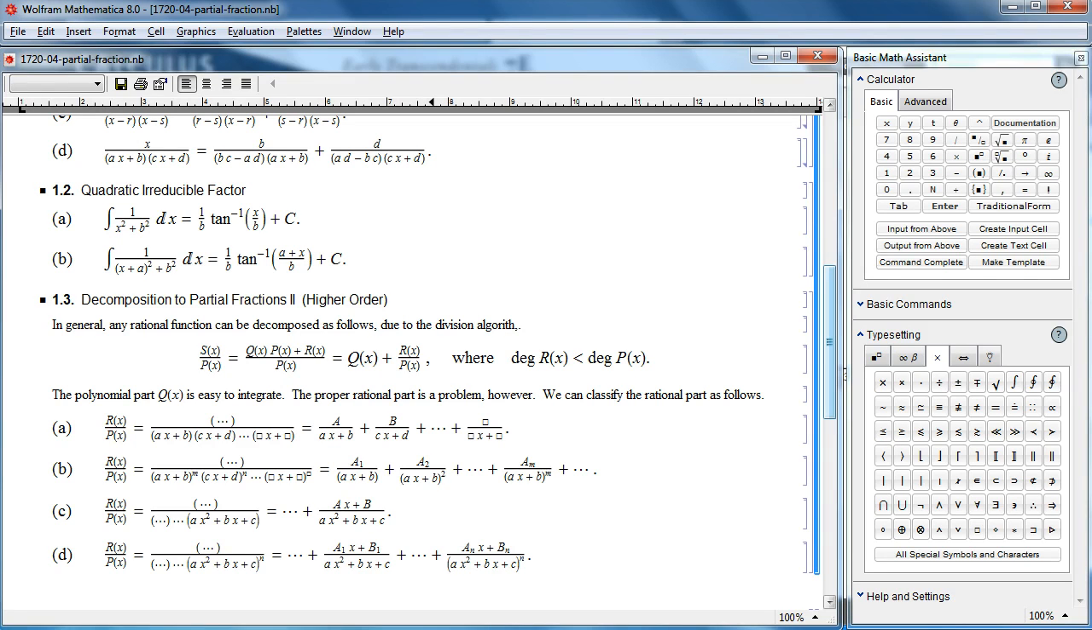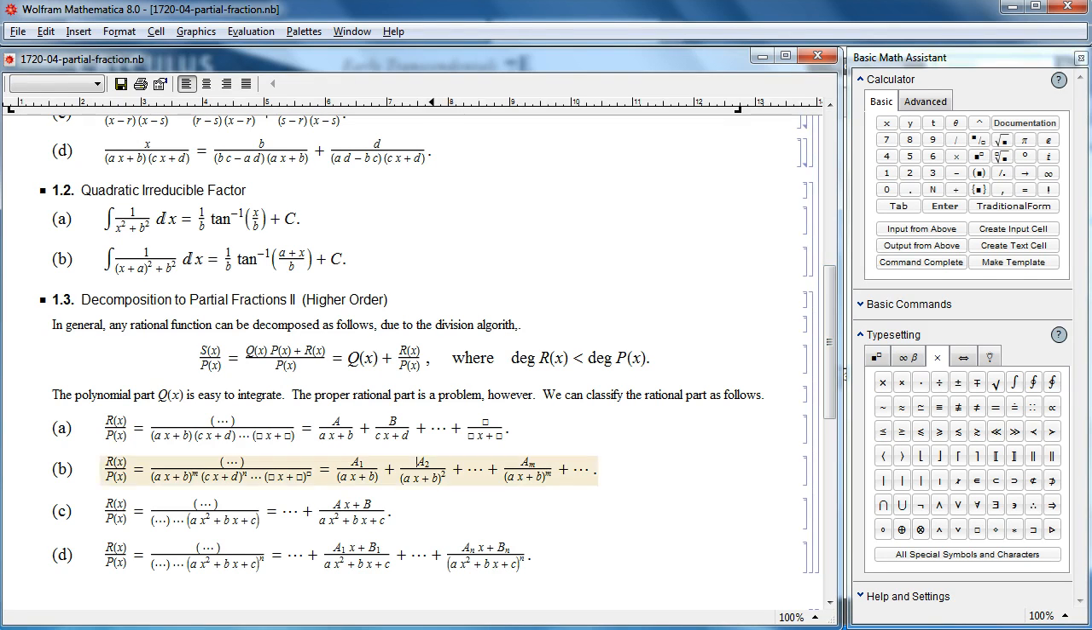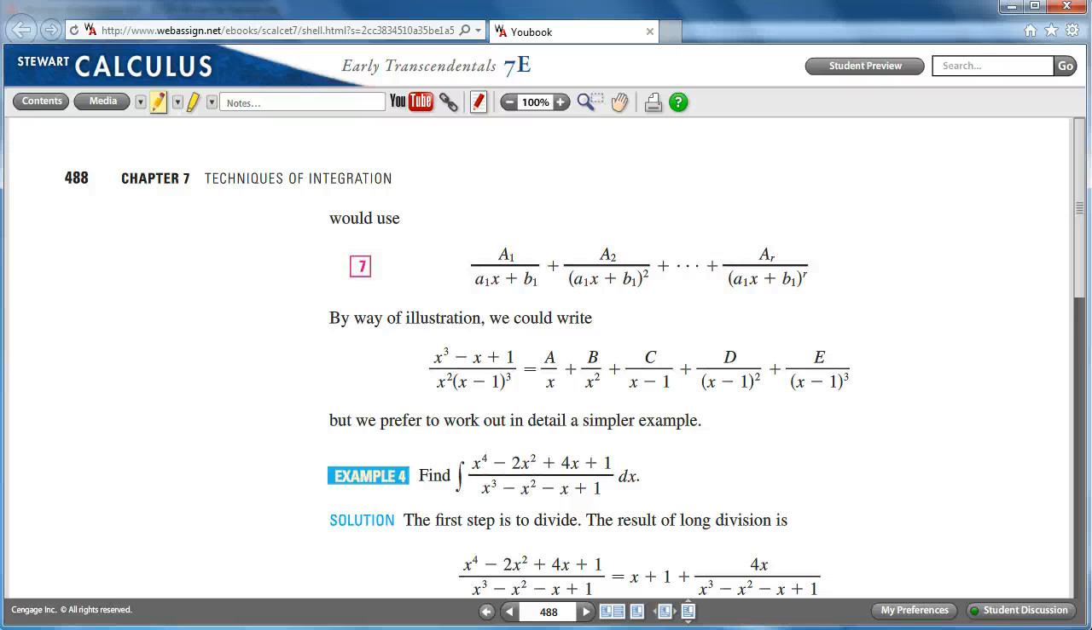What if we have a quadratic irreducible factor? Then you're going to get ax plus b, not just one number, but we have to have a linear function over there. If that has some multiplicity, then you have a1x plus b1, a2x plus b2, all the way up to anx plus bn, so we're going to get something really complicated. Let's see how our textbook author dealt with that kind of situation.